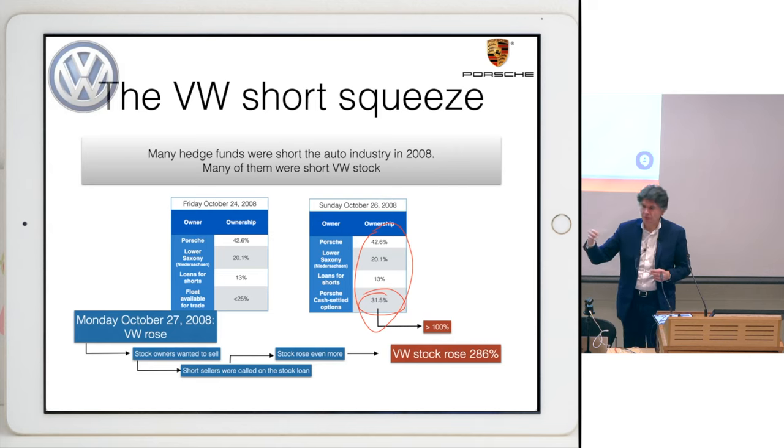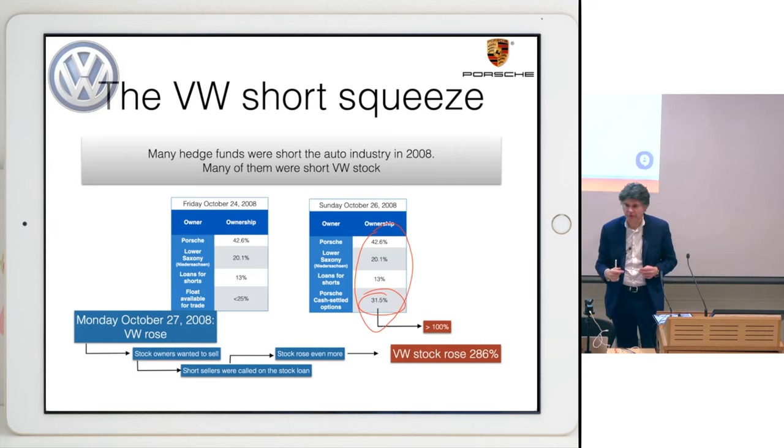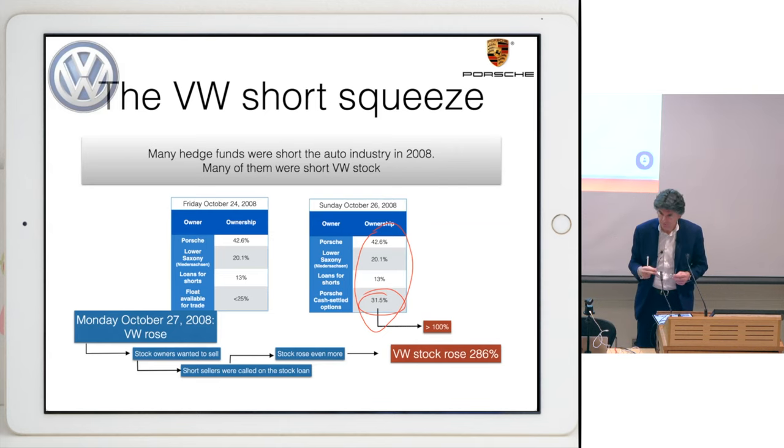They would mature. I don't know when they were maturing, in 3 months or so. I actually don't know. I have to look it up. Not too relevant. On Monday, it's not relevant when the options mature. What you know is that these options will have to be exercised at some point, and you know what happens.